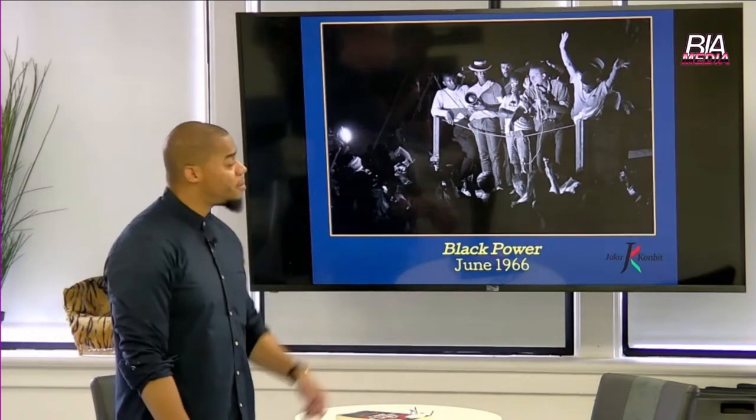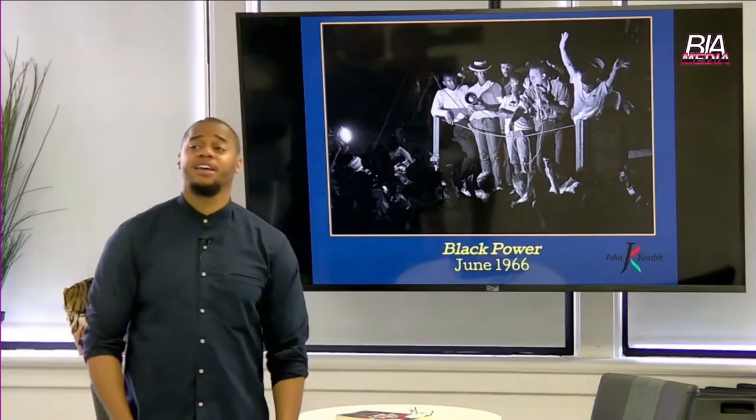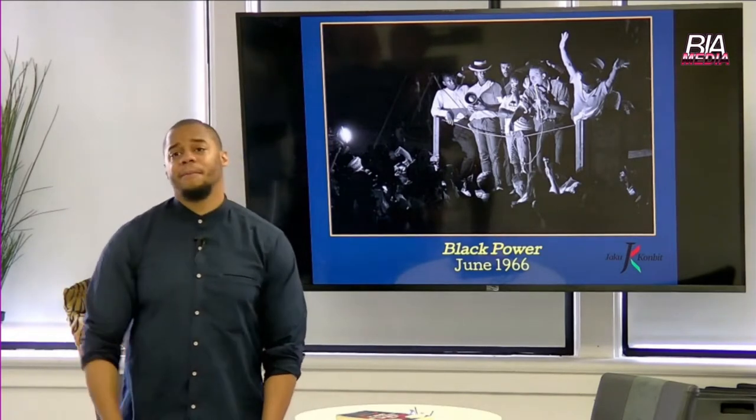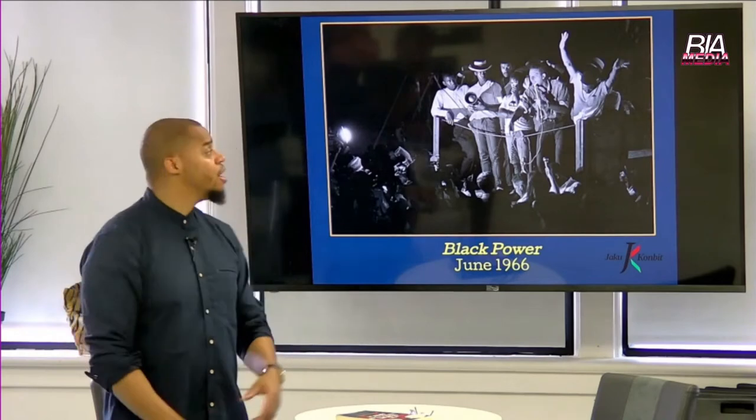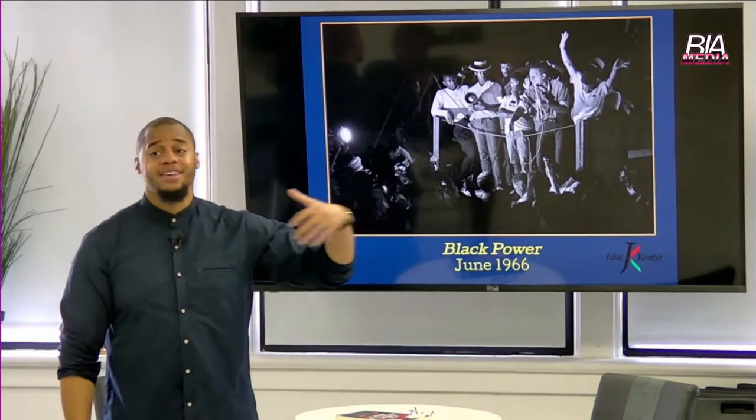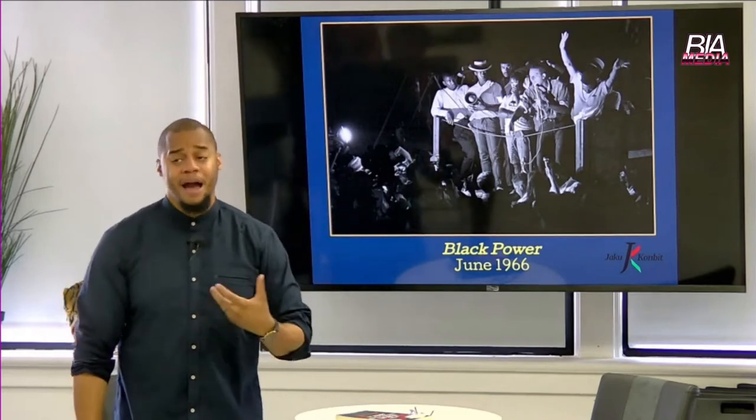So the people in Greenwood are around and they're listening. And Stokely Carmichael and Willie Ricks go, what do we want? And they tell the people to say Black Power. And the people go, Black Power. Black Power, we want Black Power. And that was picked up in the news and it went all over the world. And this is kind of the beginnings of this Black Power movement.